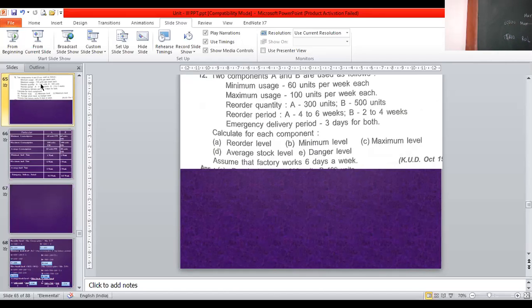And minimum consumption is 60. 60 into 0.5 is the danger level. That is 30. 30 units is the danger level for A and it is also for B because there is no change. Emergency delivery period is the same for A and B, and minimum consumption for A and B is the same. Therefore the danger level for A is 30 units and B also 30 units. You calculate it at home.